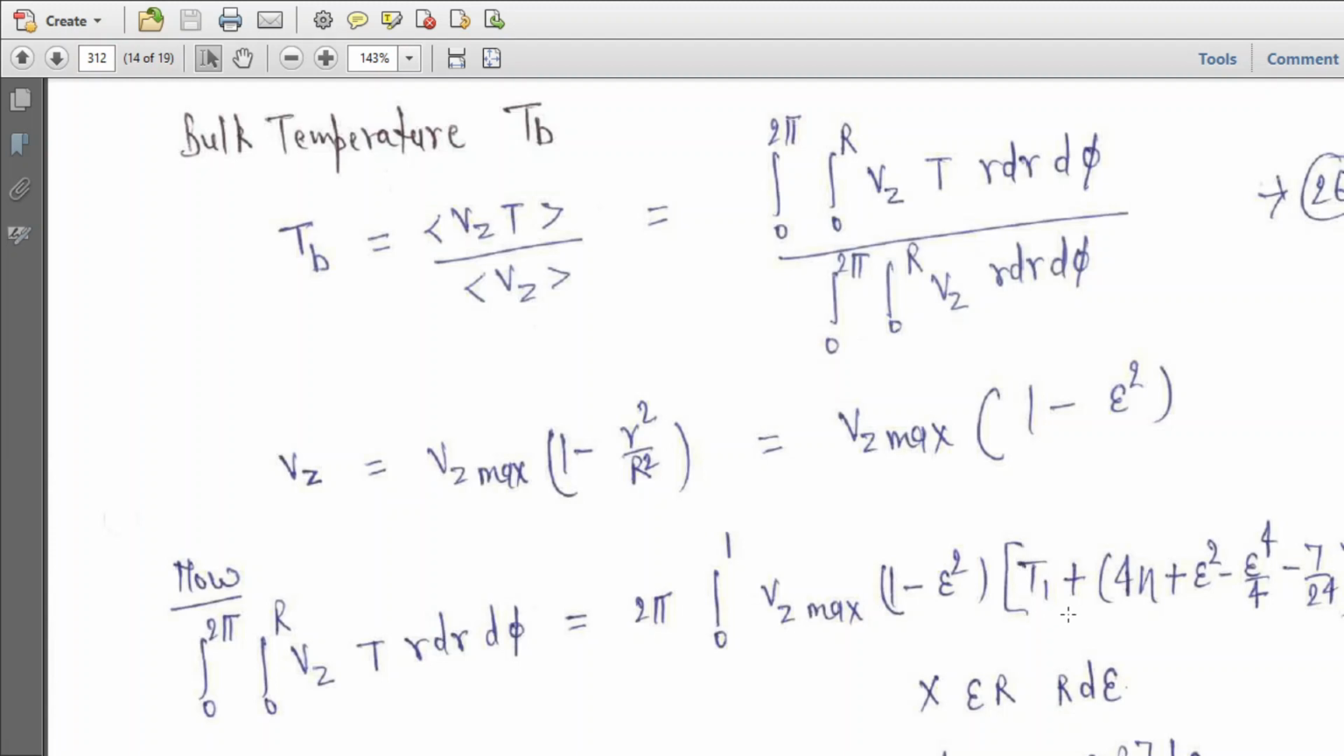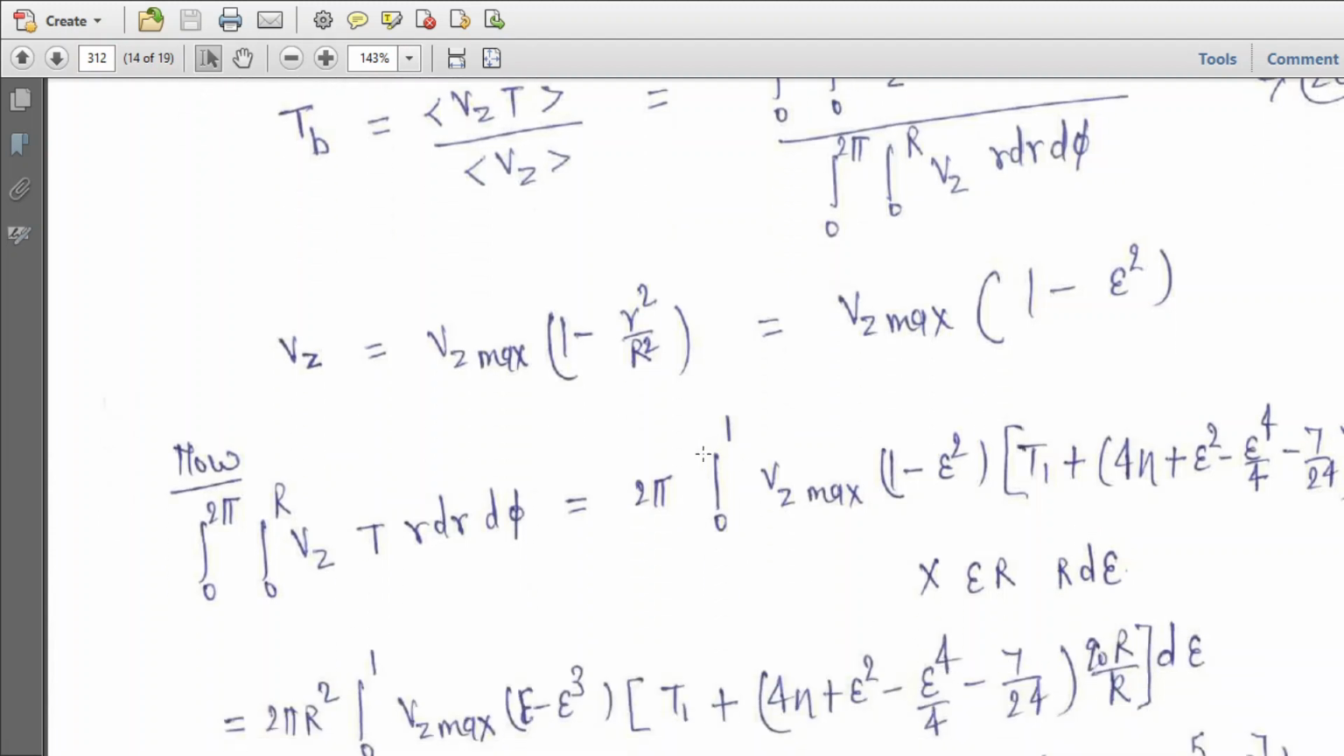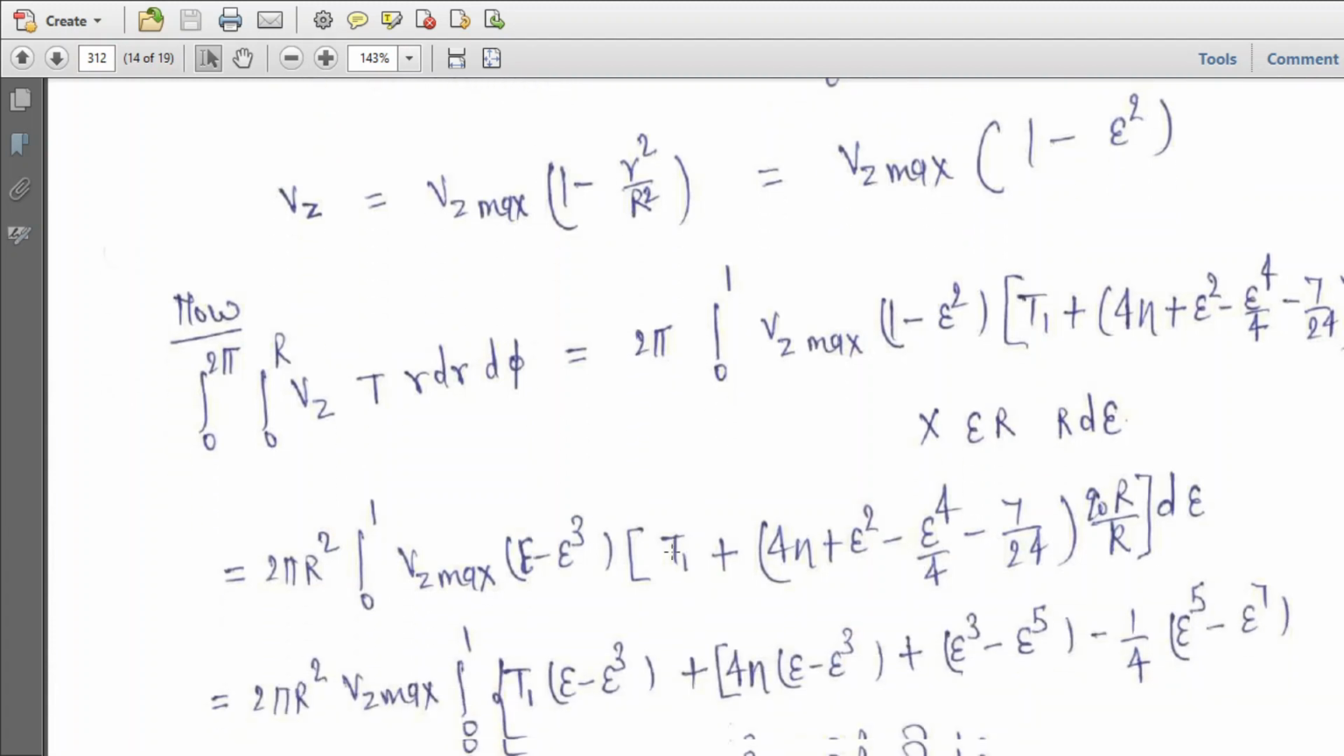T, actually this one, is T1 plus 4 eta times epsilon square minus epsilon 4 upon 4 minus 7 by 24, q naught R upon k, multiplied by R epsilon dR, then R d epsilon, and d phi is already integrated here. So from here, multiply it.